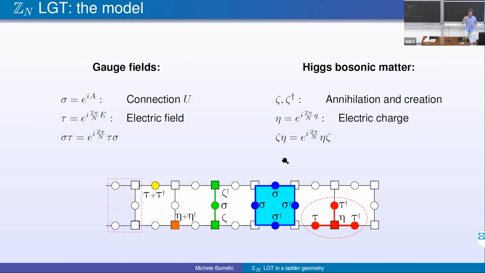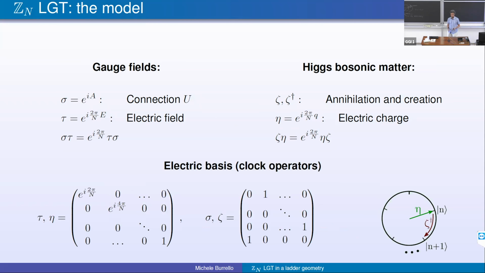So when I commute zeta and eta, I will pick up a phase that is e to the i 2 pi over n. So in particular, I can choose any representation I wish of these clock operators, but in any case, they are n times n matrices, and one possibility is to take a basis for the description of the Hilbert space of both the bosonic degrees of freedom and the matter degrees of freedom, such that tau and eta are diagonal, so the electric charge and the electric fields are diagonal, and indeed they assume eigenvalues that are the nth roots of unity. So that you may think about tau and eta being operators that are indicating a certain value of the electric field or of the charge, like the hands of the clock that I am representing here on the right.